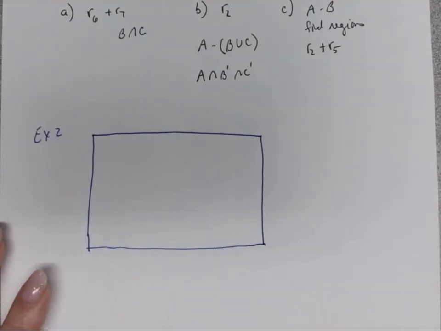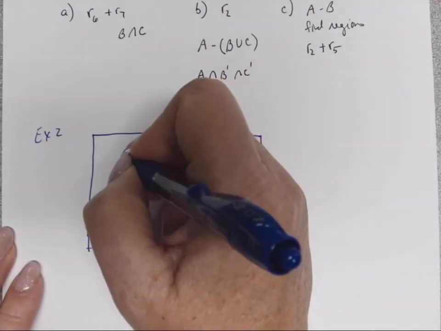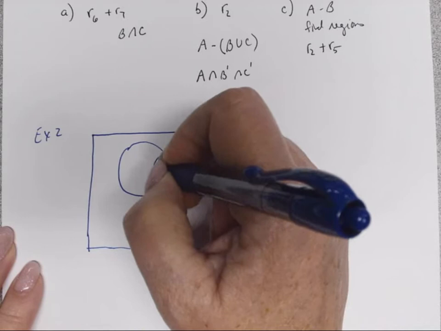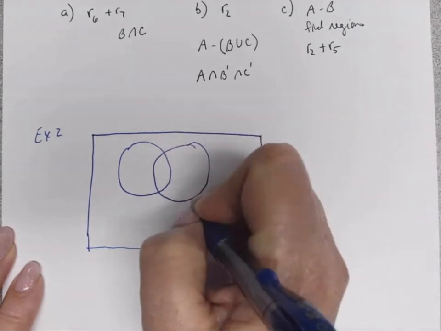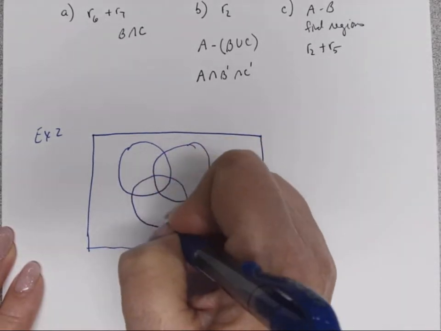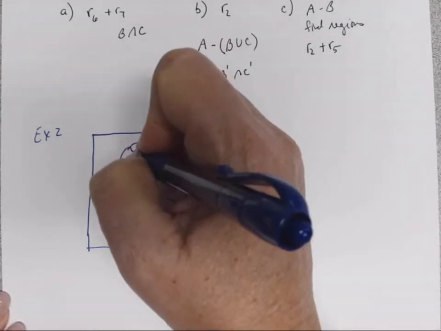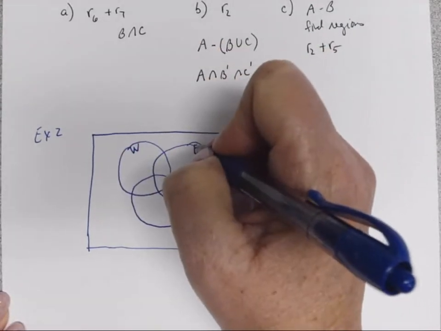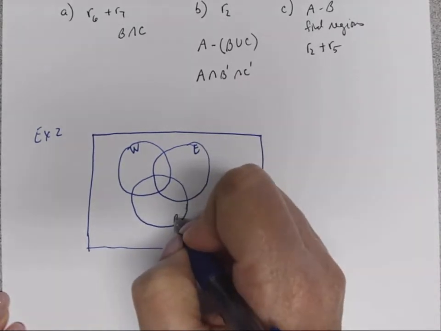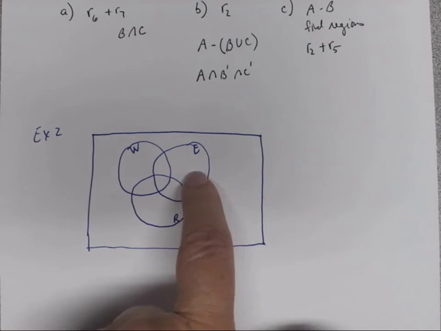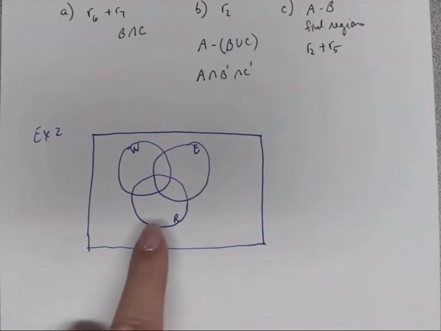We'll need 3 circles, and we need to overlap them. Your circles don't have to be perfect, as you can see mine are not. So we've got W, E, and R: weekend or weekday, early programming, and reality shows.